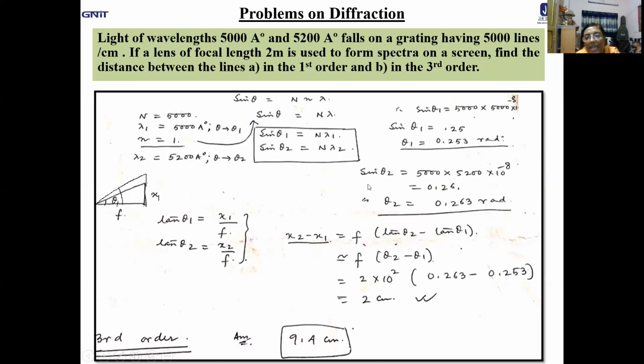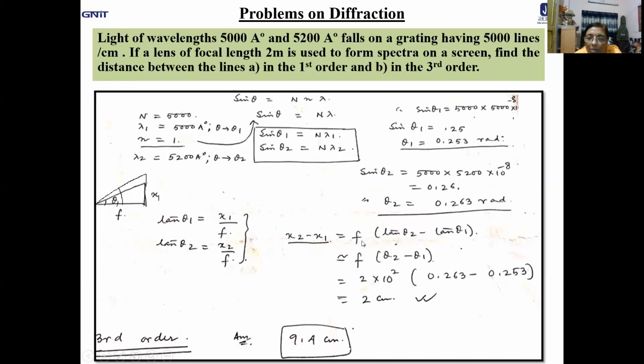Similarly, in the same formula, use theta 2. What will you get? Lambda will change to 5200 angstrom, that means into 10 to the power minus 8. So what about the corresponding theta 2? 0.263 radian will come. Mind it, everything we have expressed in length unit.